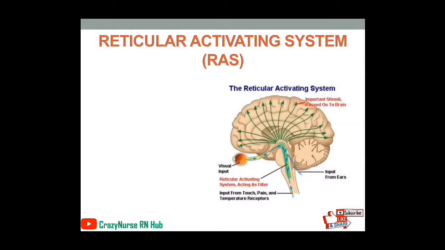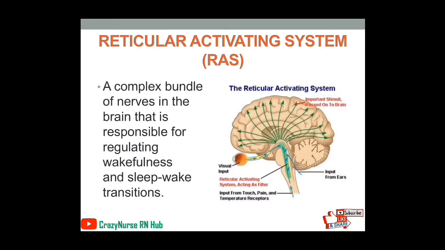Now let's discuss the reticular activating system, or the RAS. It is a complex bundle of nerves in the brain that is responsible for regulating wakefulness and sleep-wake transitions. An intact cerebral cortex and reticular formation are necessary for the regulation of sleep and waking states.